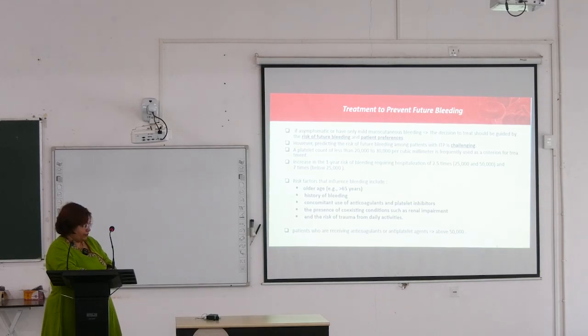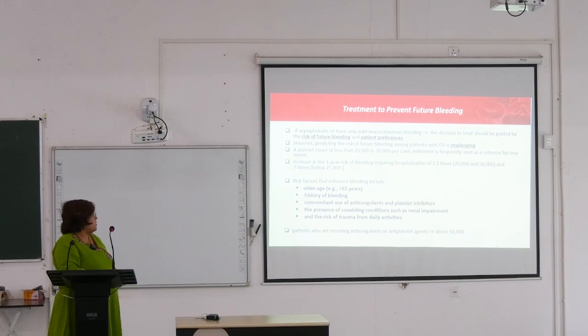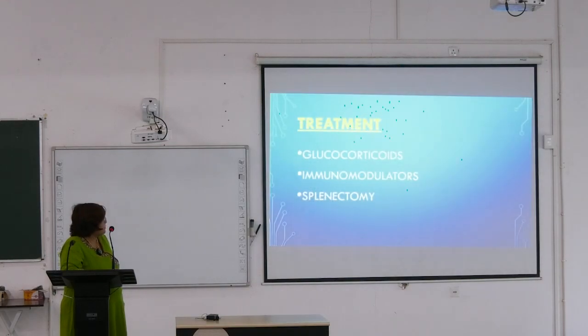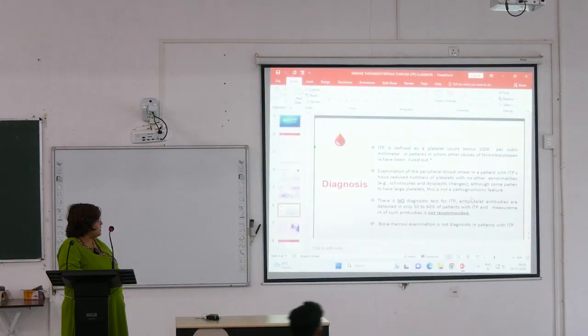The risk factors of bleeding in ITP are older age group and a previous history of bleeding. Generally older people use anticoagulants and platelet inhibitors for reasons like cardiac causes, so they are at high risk, and people who are at risk of trauma from daily activities are also high risk. So you have to be careful about all these things. The mainstay of treatments are glucocorticoids and immunomodulators, and as the platelets are destroyed in the spleen, in case of chronic ITP, splenectomy is the treatment of choice.